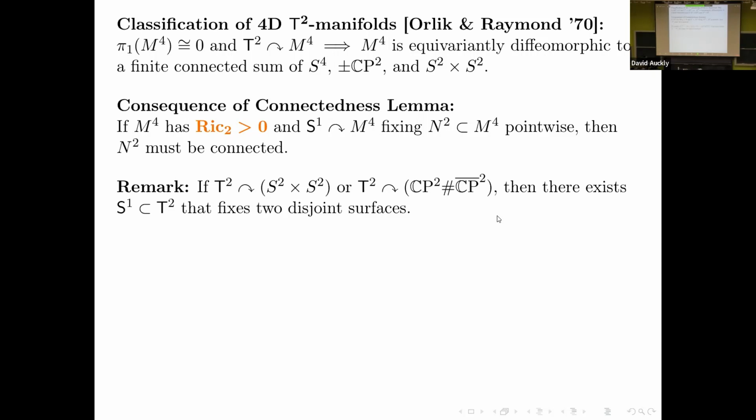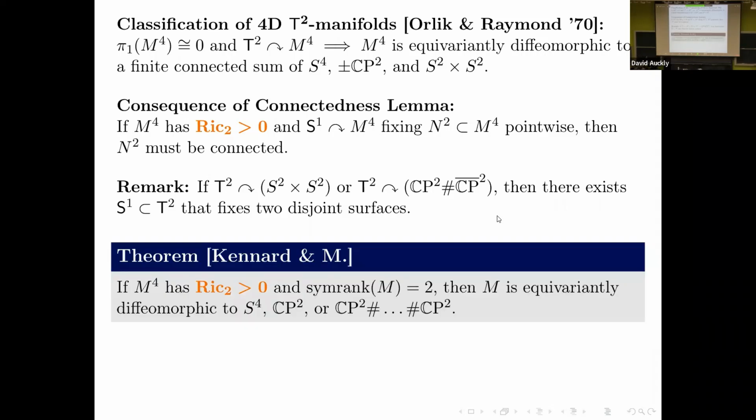So when I take a look at Orlik and Raymond's classification, the T2 actions on S2 cross S2 and CP2 connect sum minus CP2, they both have to have a circle that fixes two disjoint surfaces in the manifold. So in particular, when you take a connected sum with each of these, because it's a classification of the equivariant diffeomorphism, any connected sum that has those as the summands cannot admit Ricci 2 positive with the T2 action. So ruling all of those out, what we're left with are the manifolds S4, CP2, and a connected sum of CP2s, all with the same orientation. I should point out that we don't know if these connected sums admit a metric of positive Ricci 2. That's still an open question.